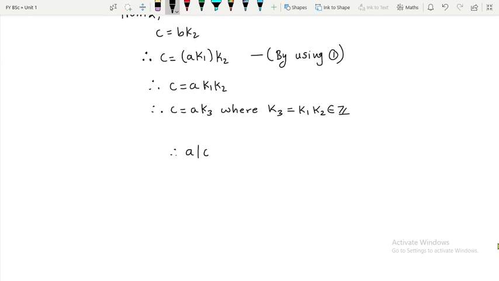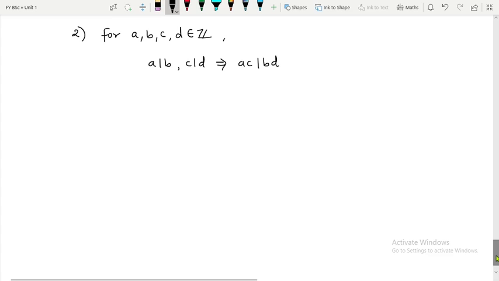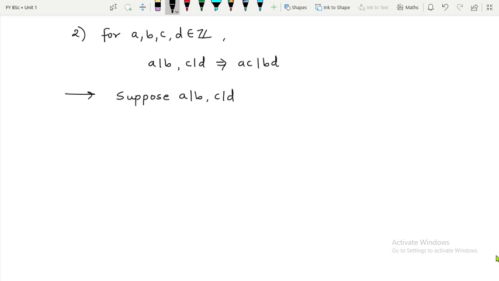Therefore A divides C. Now we will go for the next property. Yes, now let us try to prove it. Suppose A divides B and C divides D. Now I hope you are getting this result actually. So how can we use this result?